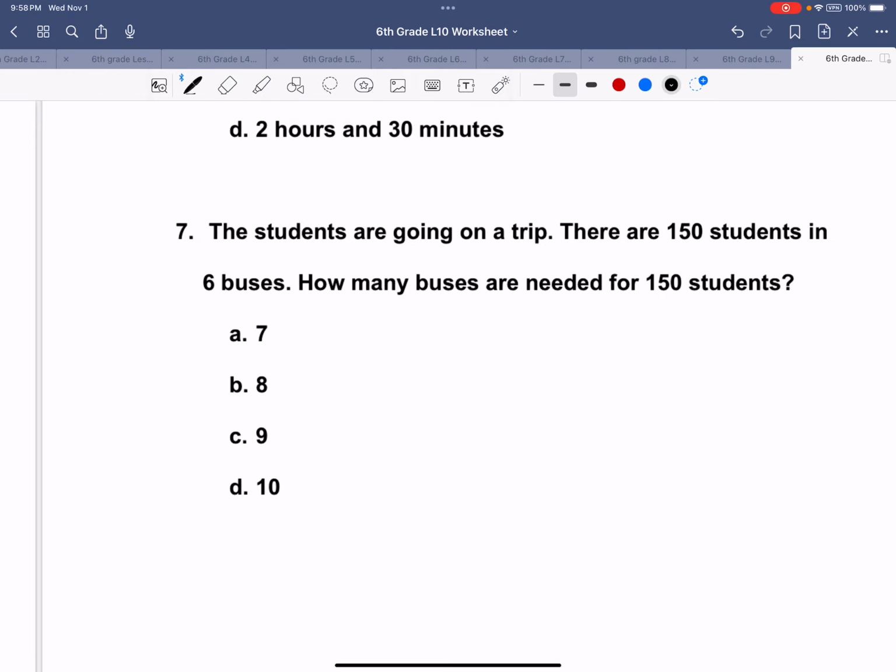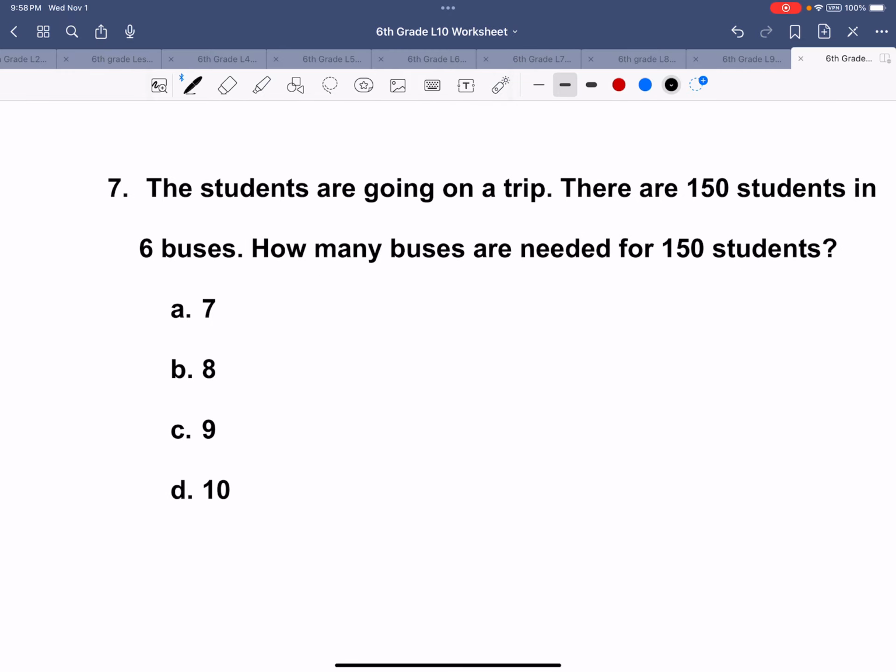Alright, so I think I skipped. Okay. The students are going on a trip. There are 150 students and in 6 buses. How many buses are needed for 150 students? So we know that there's 150 students in 6 buses.